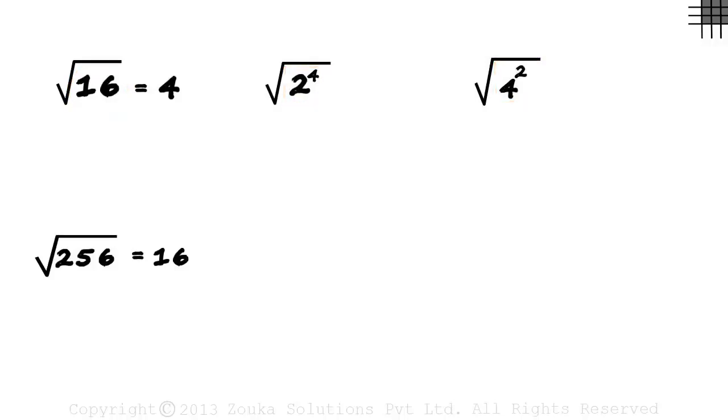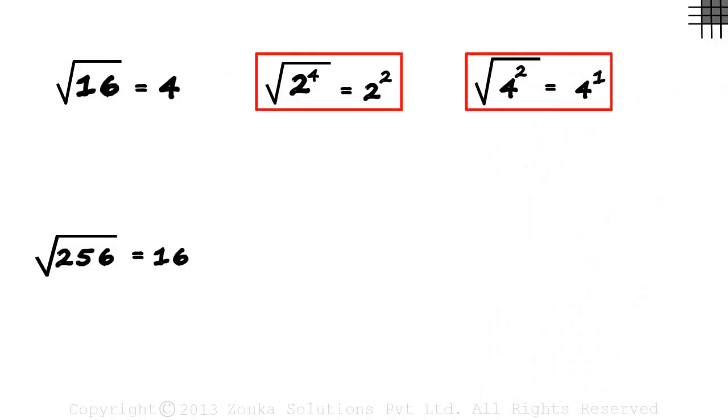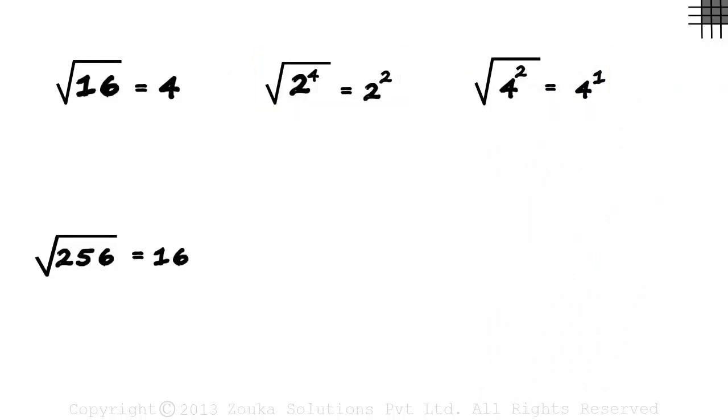Now let's try writing the number 4 in different ways. 4 can be written as 2 squared, hence this will equal 2 squared. The number 4 can also be written as 4 raised to 1, hence this would equal 4 raised to 1. Just look at these things now. What do you observe? What happens to the base and what happens to the exponent?